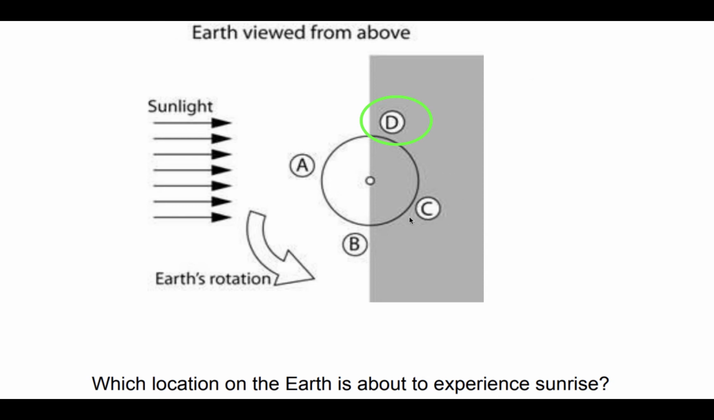C is in the middle of the night right now. It's probably midnight or something over here. A is experiencing daytime, probably around noon. And B, they're in daytime right now, but it's about to be night. They're about to turn away from the sun, so they're experiencing sunset, all right?